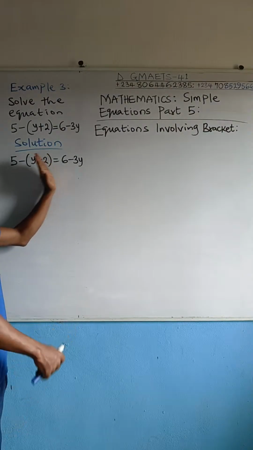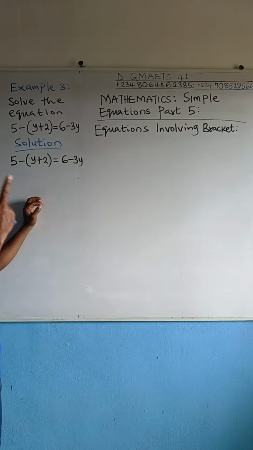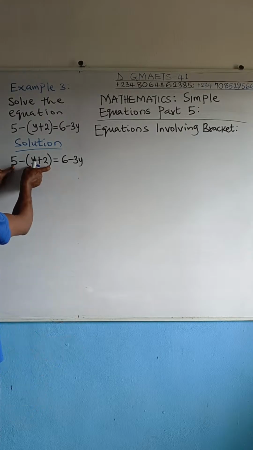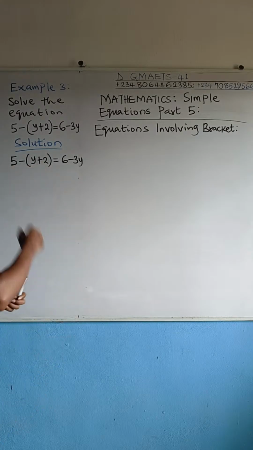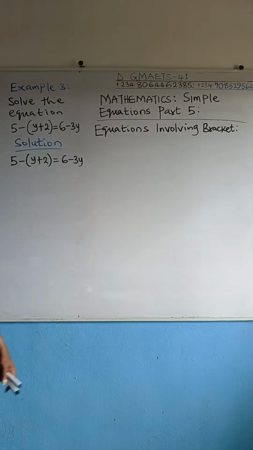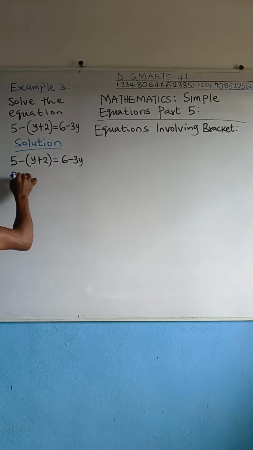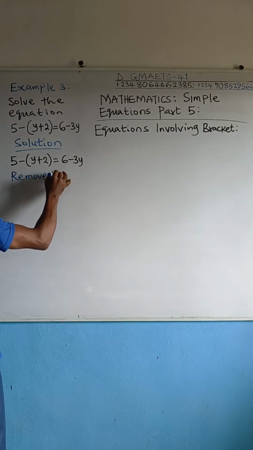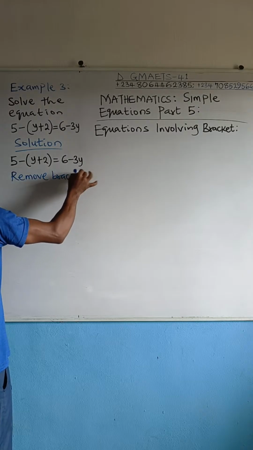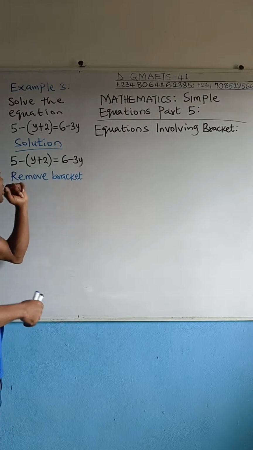But if I just say on the left-hand side alone, how many terms do we have? We have 2 terms still, which are 5 and this whole bracket. Anyway, let's move on. It is not how to count the number of terms I'm teaching you. At this point, we are going to remove the bracket, which is the same as opening the bracket.